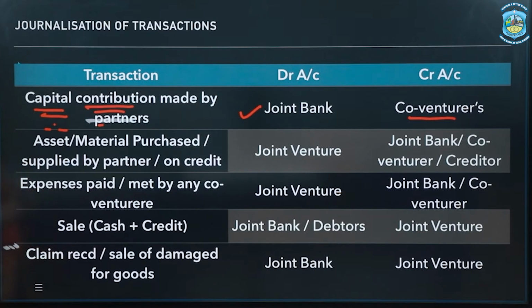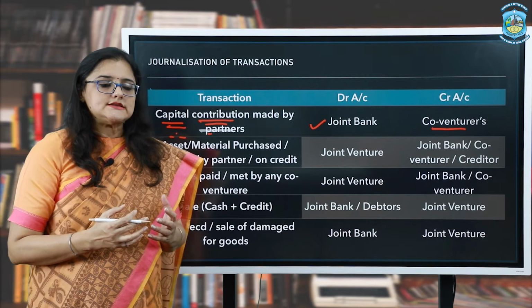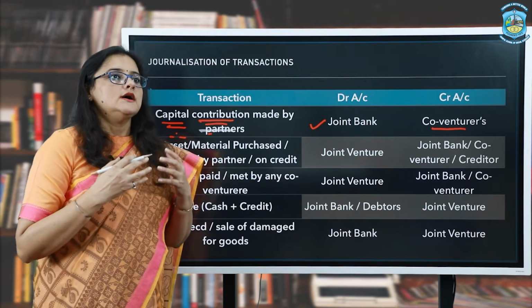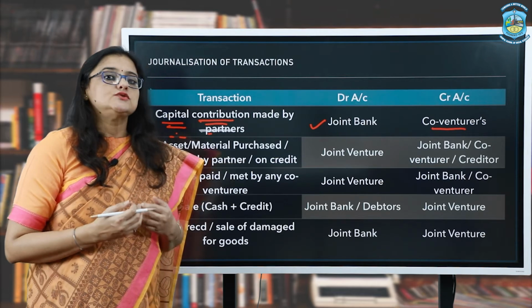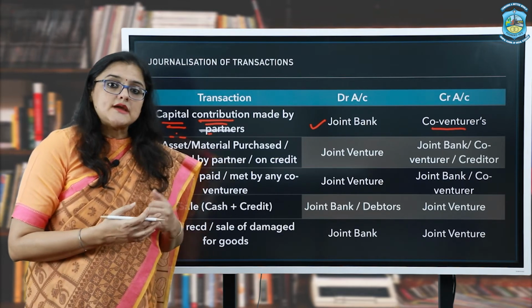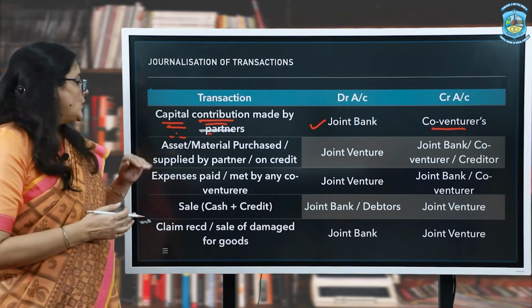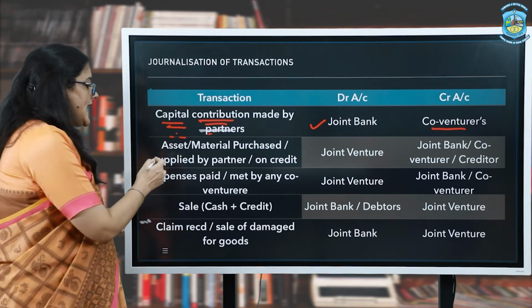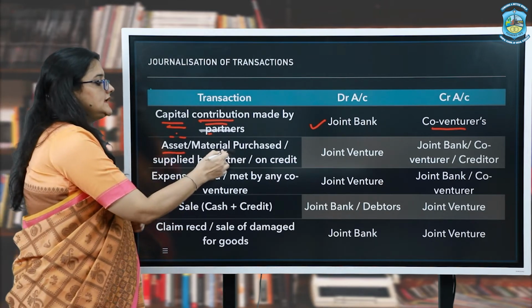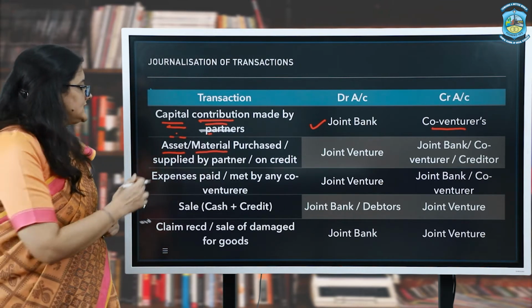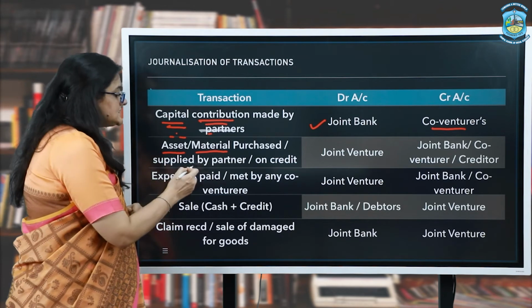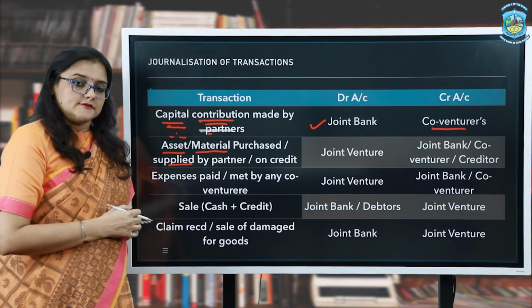The second transaction is purchase. Now, to start or run the business, or to conduct the business activity, we need to purchase material, we need to purchase assets. The same entry is clubbed together when, for the joint venture, assets or material are purchased by paying cash. And there might be a situation when these assets and material are supplied by the partner.